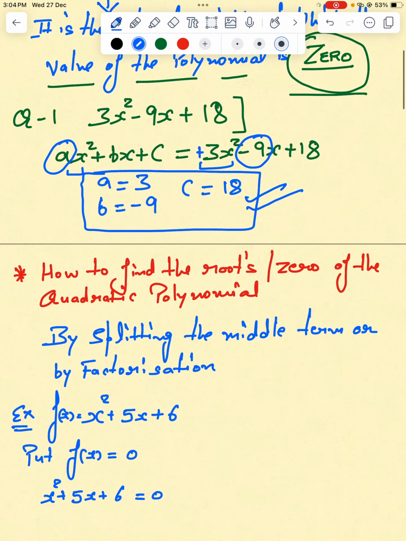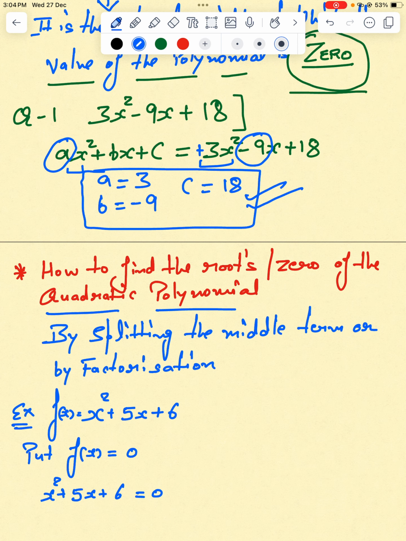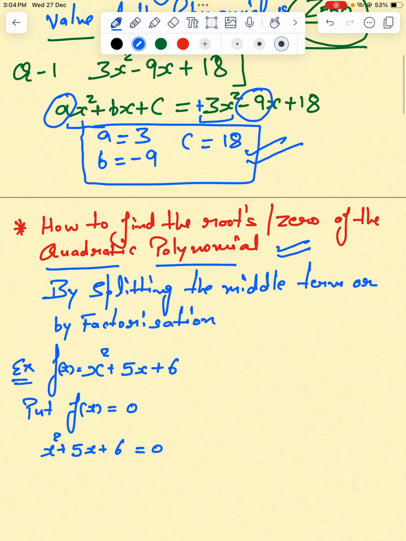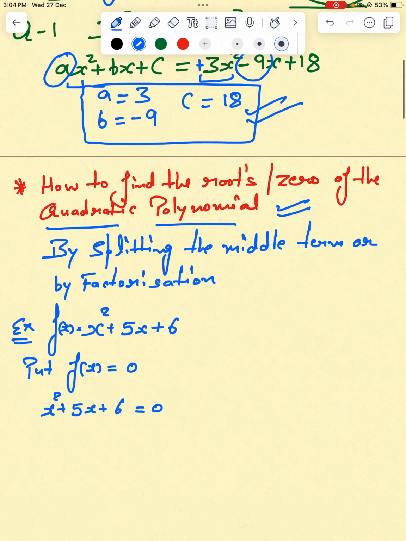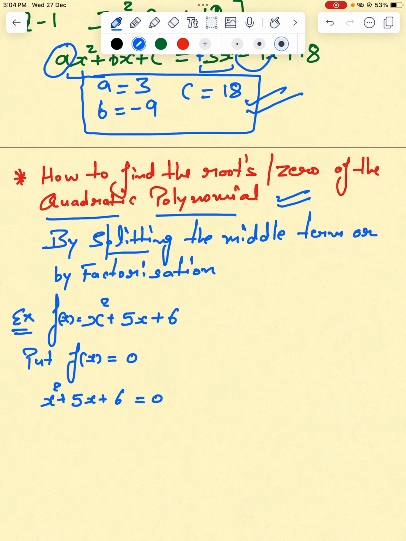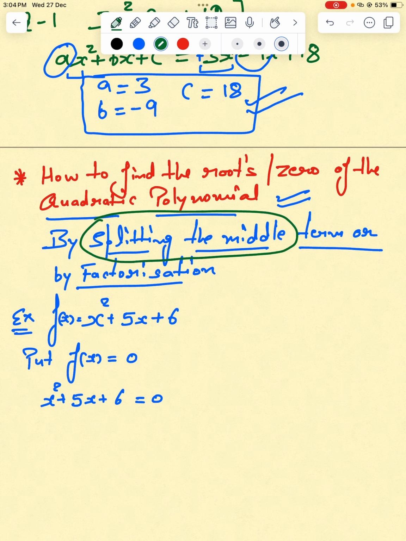So how to find the roots or zeros of the quadratic polynomial? This is our second point of discussion. You may have learned this in your 9th, 8th or 7th grade, possibly it's a part of your 8th mathematics. The zeros or roots of the polynomial can be easily found by the method of factorization, by splitting its middle term, that is the coefficient of x, right?